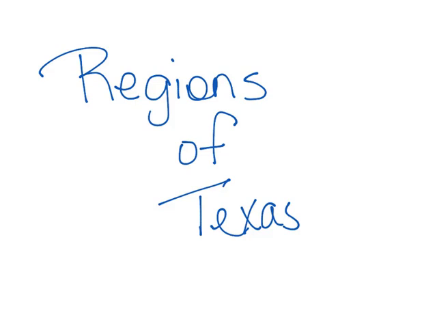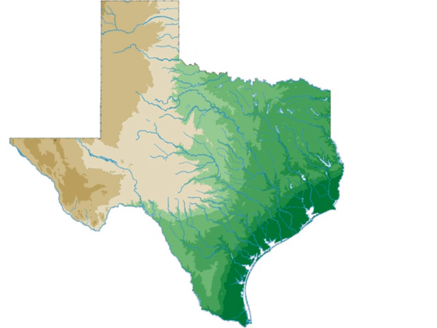Okay, for today's lesson, we're going to be looking at the regions of Texas. In Texas, we have 4 major geographic regions. When we look at our map for Texas, we're going to divide it up this way. First, we have one line that goes straight through here. Then we have another that goes through here, and another through here. So this gives us our 4 regions of Texas.